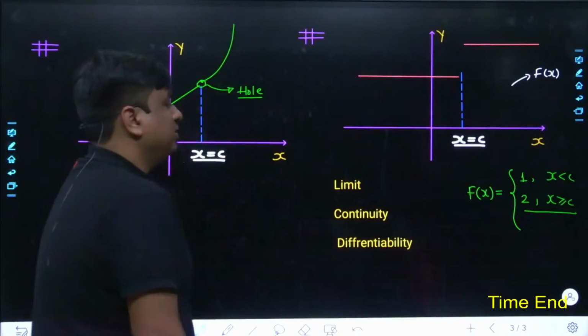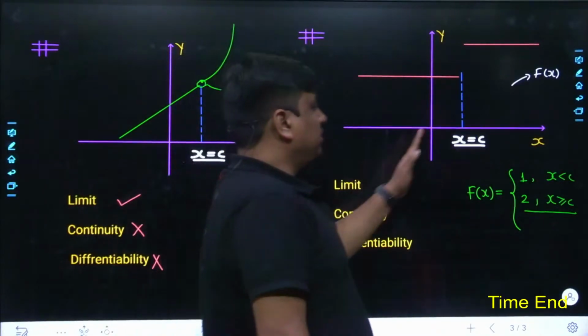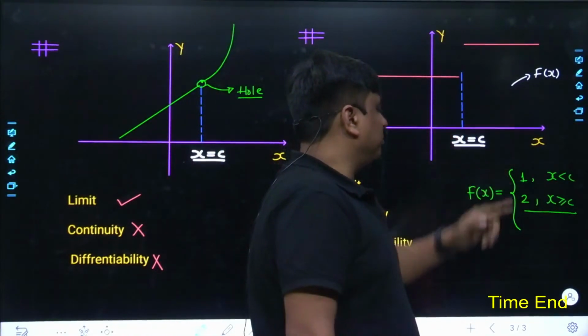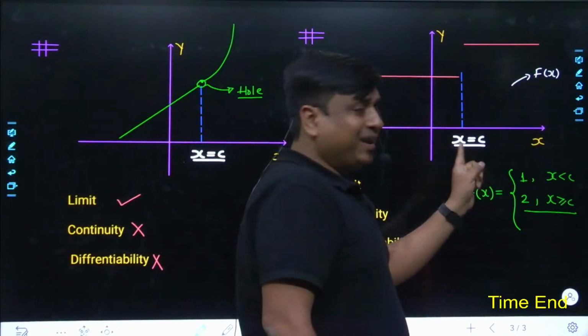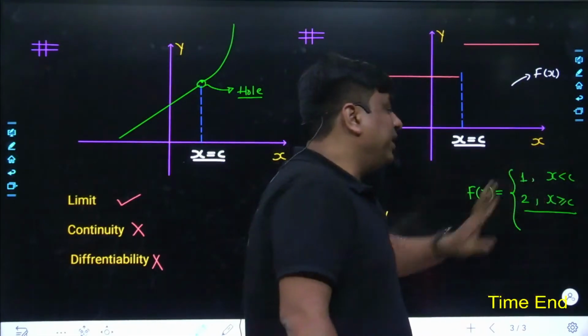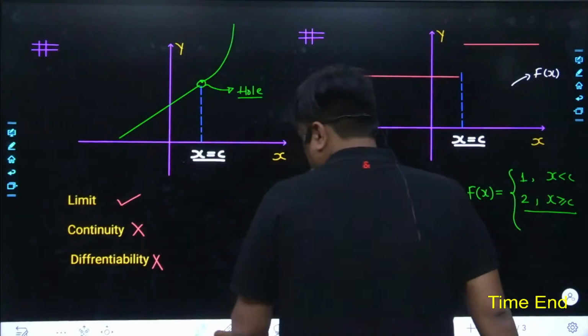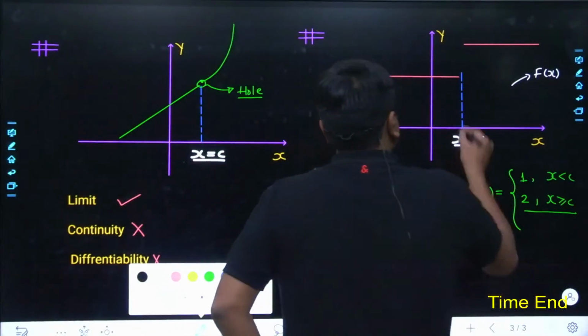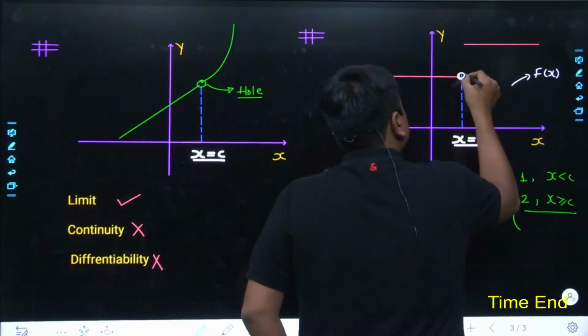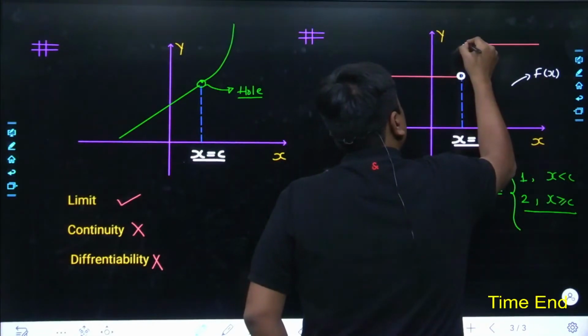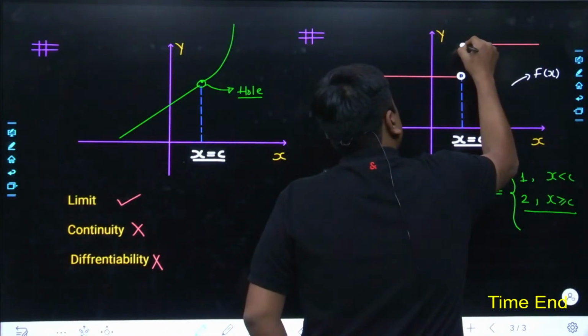If you would like to draw this curve, how would the curve be? Till x equals c minus, the magnitude is supposed to be 1. And from x equals c plus onwards, including x equals c, the magnitude is 2. So what has been happening? Obviously the hole would be created over here, because the function value would not be defined by 1. Actually it would be defined by 2. And that is why the dot has been placed over here. What does that actually mean, a hole? Hole means absence and dot means presence.